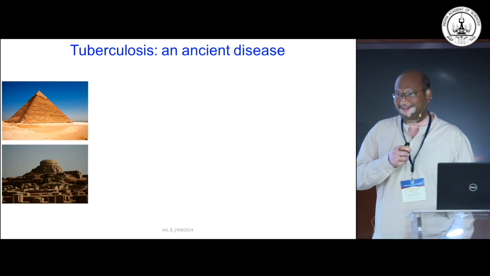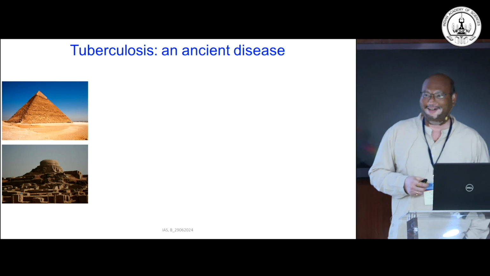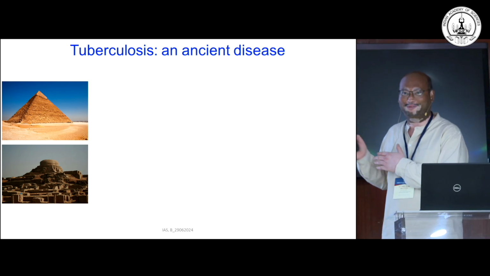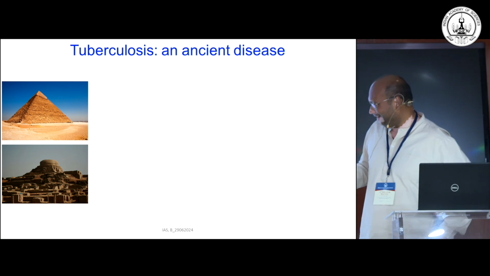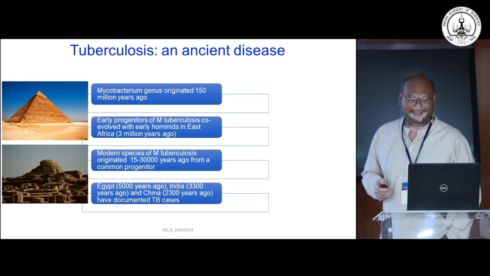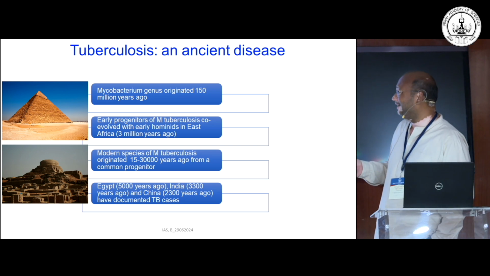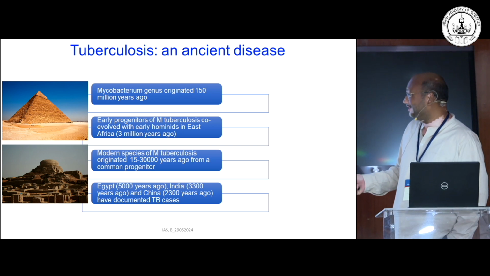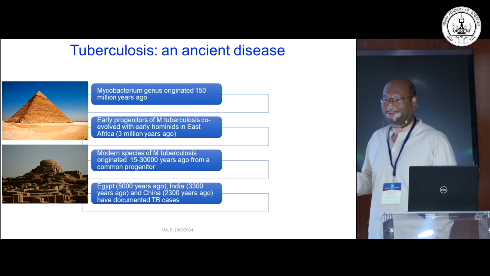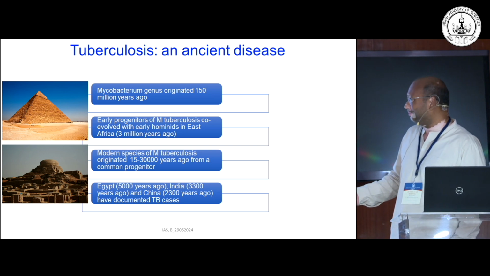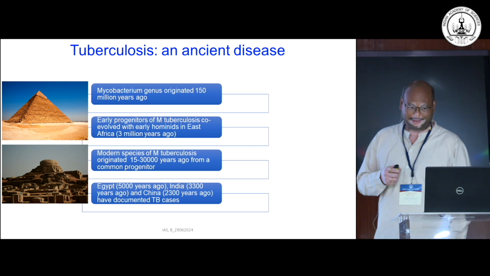So, ancient disease. When we use ancient, we think of Egyptian pyramids and the Mohenjo-daro civilization. But tuberculosis is way older than that. The genus originated several 100 million years ago, and almost 3 million years ago the current tuberculosis strains diverged. And the modern species of tuberculosis originated around 30,000 years ago.